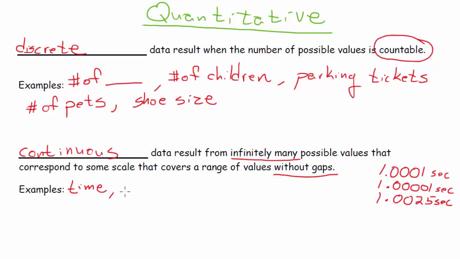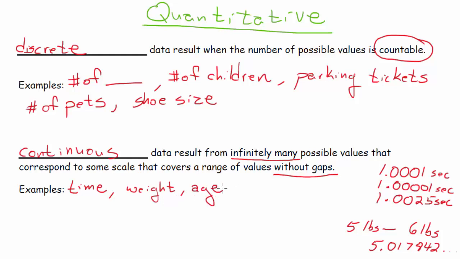Another example might be weight. All right, if you just think about between 5 pounds and 6 pounds, well, there's an infinite number of values between 5 pounds and 6 pounds. I could have 5.01, 5.01784.2, and so forth. So there's an infinite number of weights in that range. Another one might be age. So although we generally round to the nearest year, I could be hypothetically 32.87 years old.